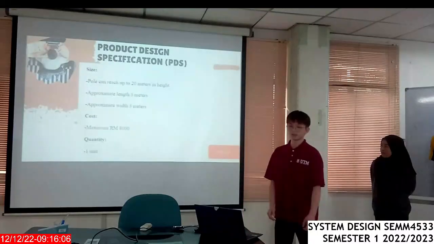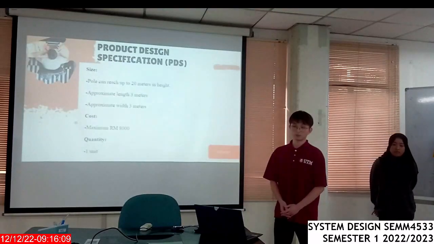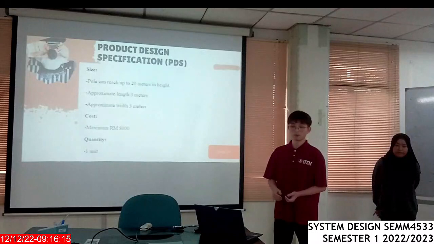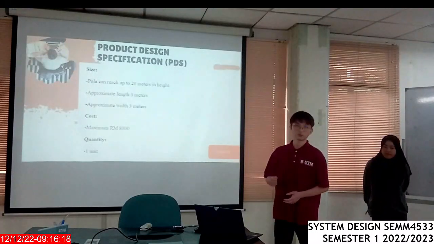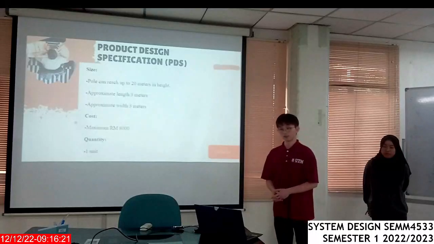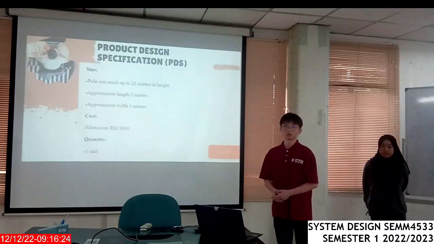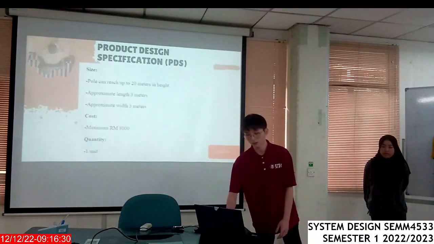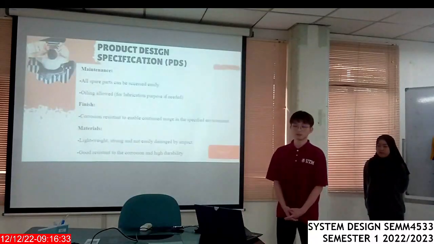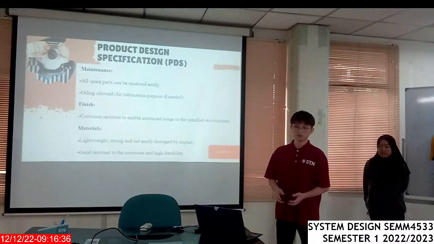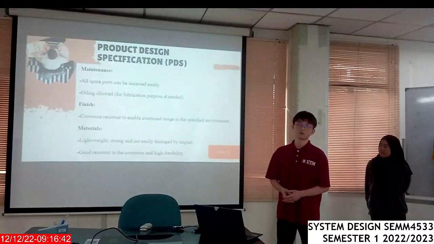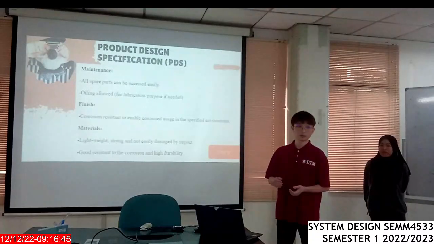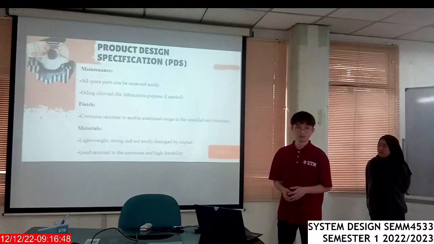So next is the size. The pole of our design will be 20 meters, and the length and width of our machine will be approximately 3 meters. The cost of our design will be a maximum of 8,000 ringgit, and the quantity is 1 unit for our system. So next is maintenance. We have to make sure all the spare parts for our system can be accessed easily, and oiling is allowed because we may use some mechanical mechanism in our system design.